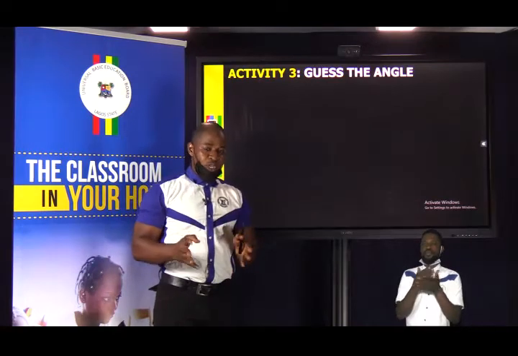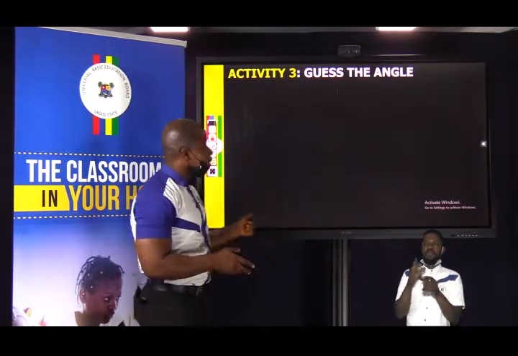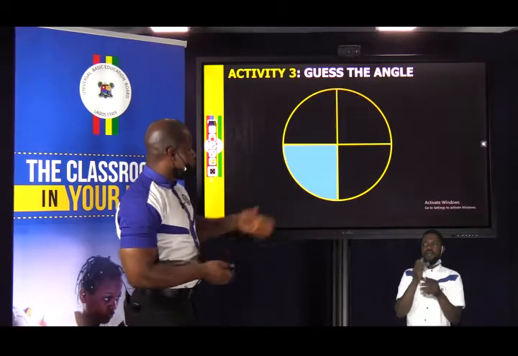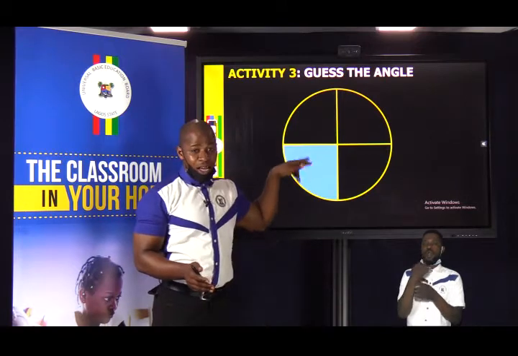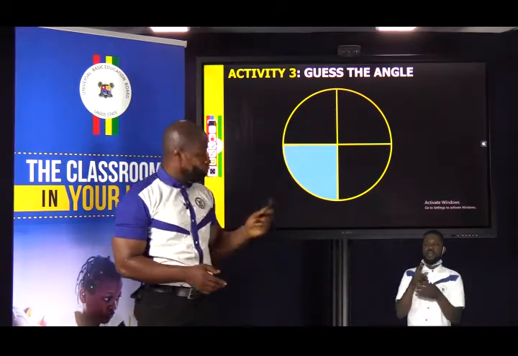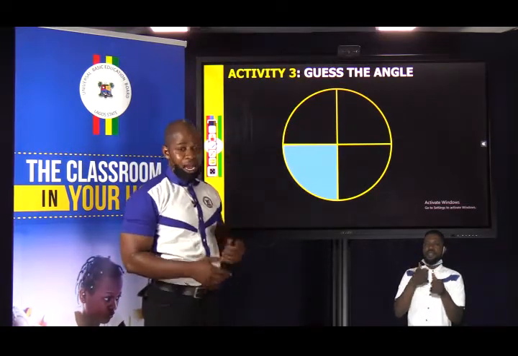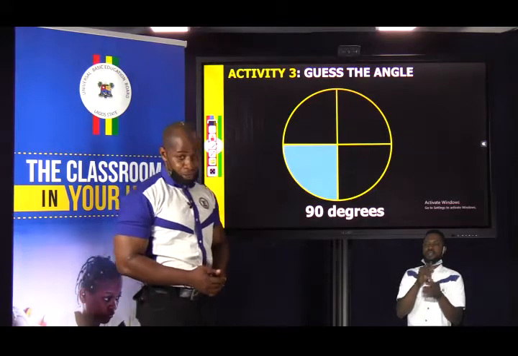Now, I'm going to be showing some angles on the screen. I want you to take a guess as to the magnitude or the sizes of these angles. I'm going to help you with the first one. This, of course, is 1/4 of the whole, and the whole is 360, so 1/4 is the right angle, and that is 90 degrees. Anything that is less than that is acute. Anything that is more than that is obtuse. So this is obviously 90 degrees.